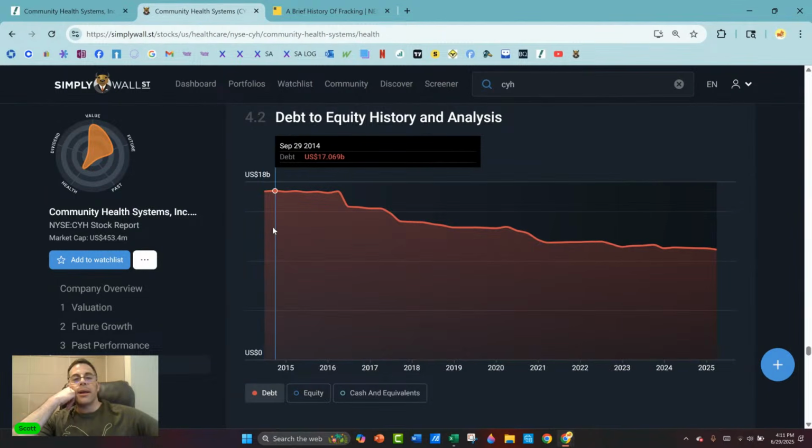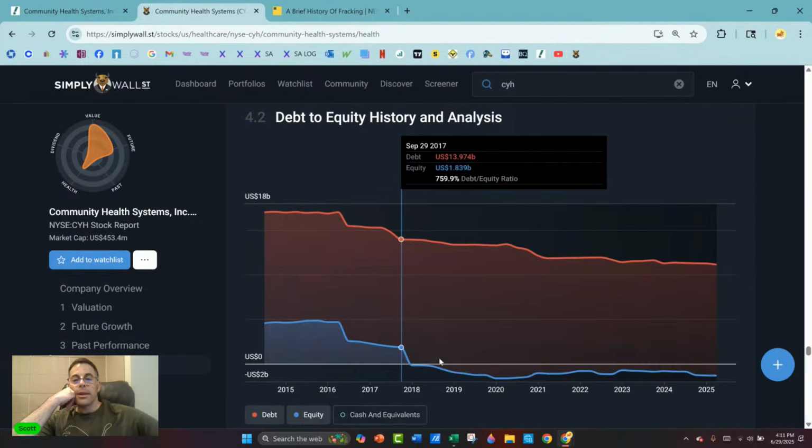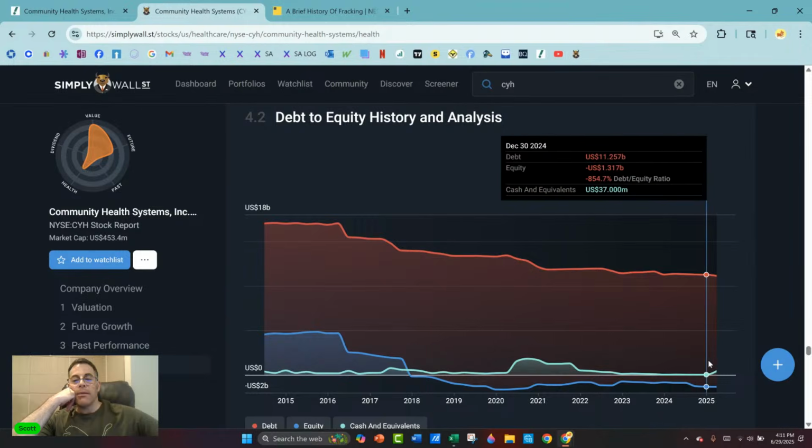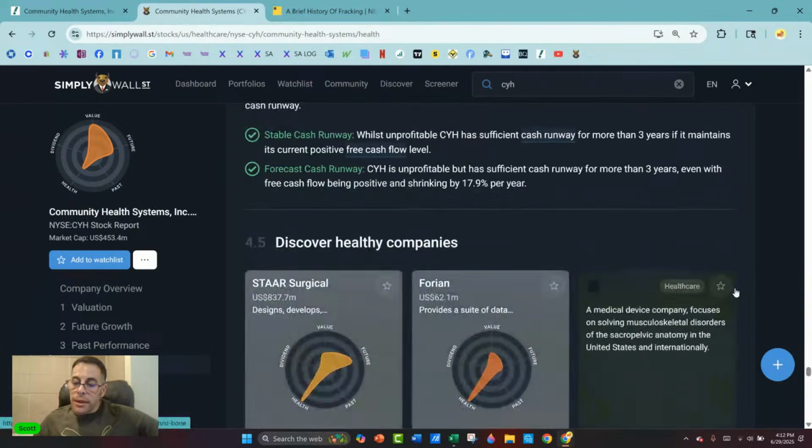High debt, a ton of debt. It's paid down a little bit, but still 11 billion. And then negative equity. And they have barely any cash. This looks really grim.